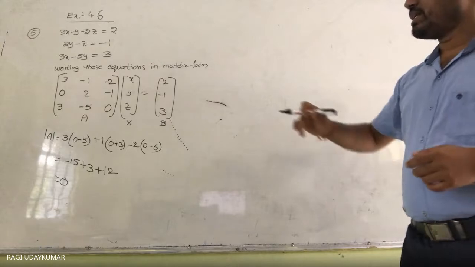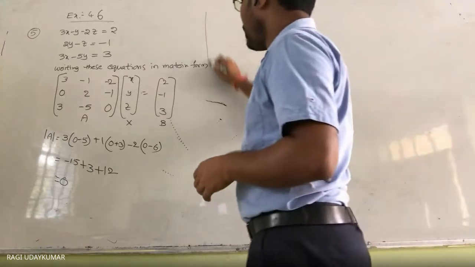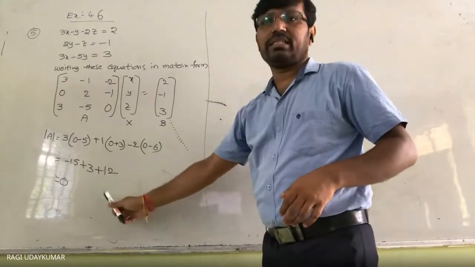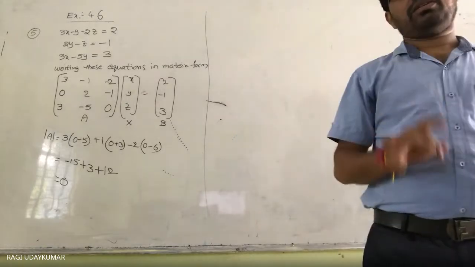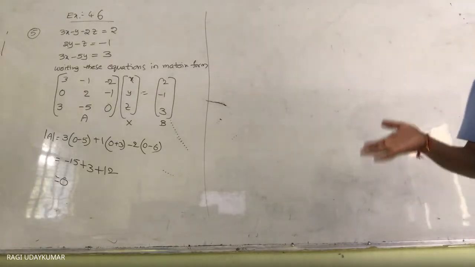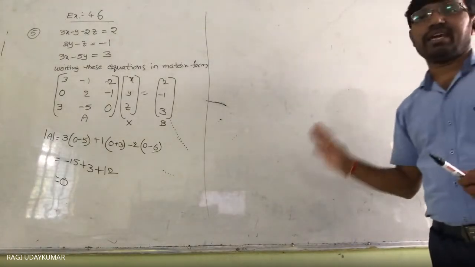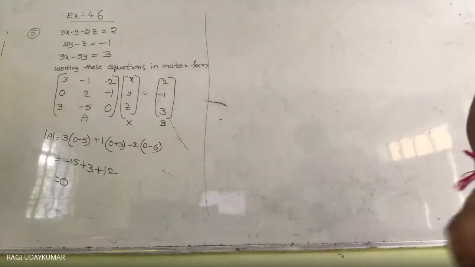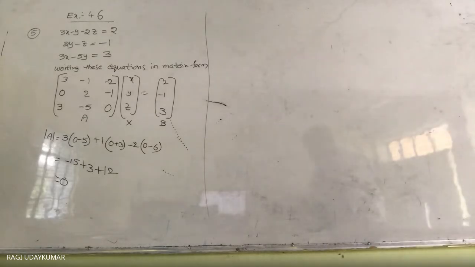So let us find out the adjoint of A in this situation. If you get the determinant of A equal to 0, then compulsorily you need to find out the adjoint of A. So what adjoint of A will we get in this situation? Let us see.